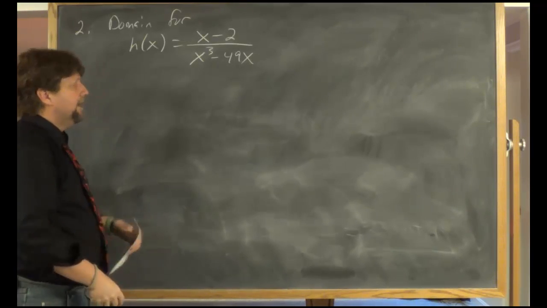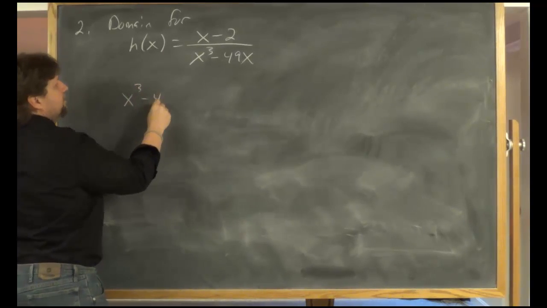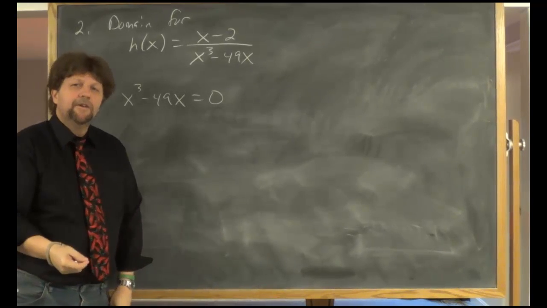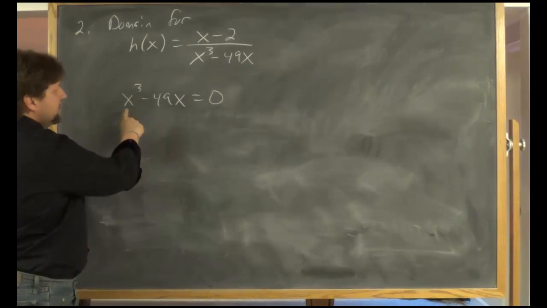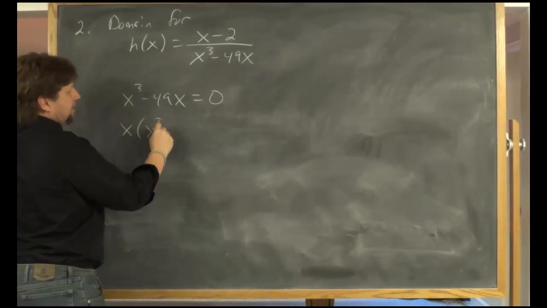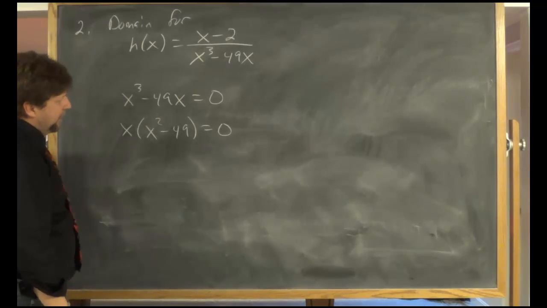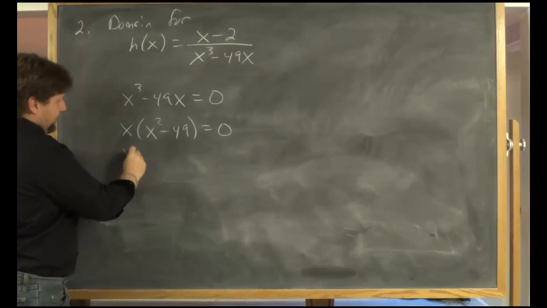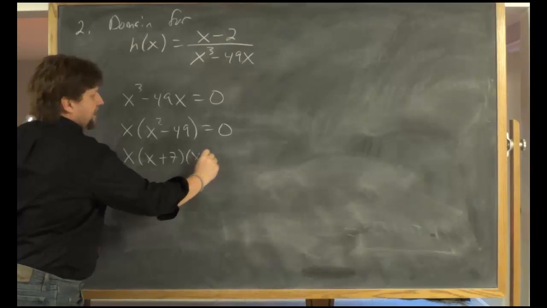So why don't we go ahead and take the denominator, which is x cubed minus 49x, and set that equal to 0. Let's find the values of x that would make the denominator equal to 0. This is a friendly little equation to solve. Factor out the x, and that leaves you with x times x squared minus 49. This is the difference of two squares, so it would factor to x times x plus 7 times x minus 7.